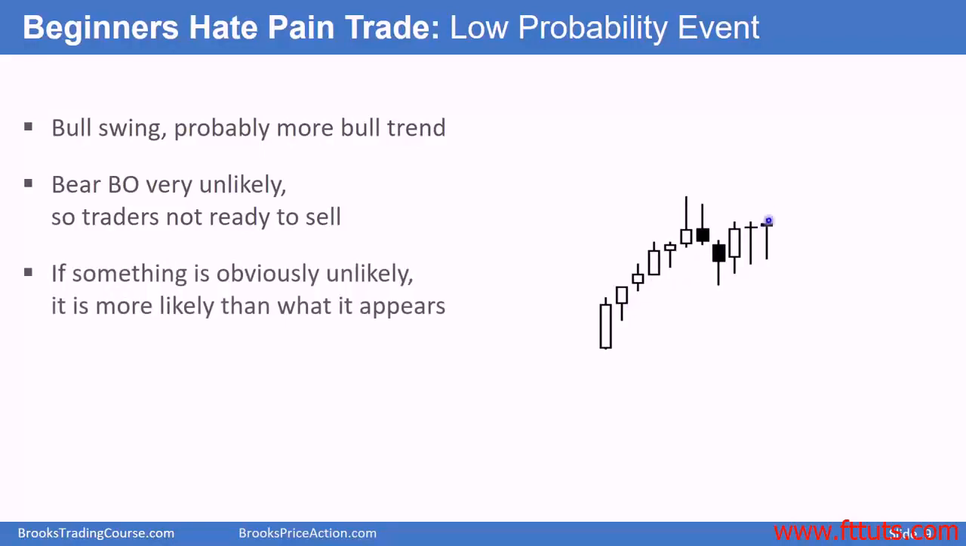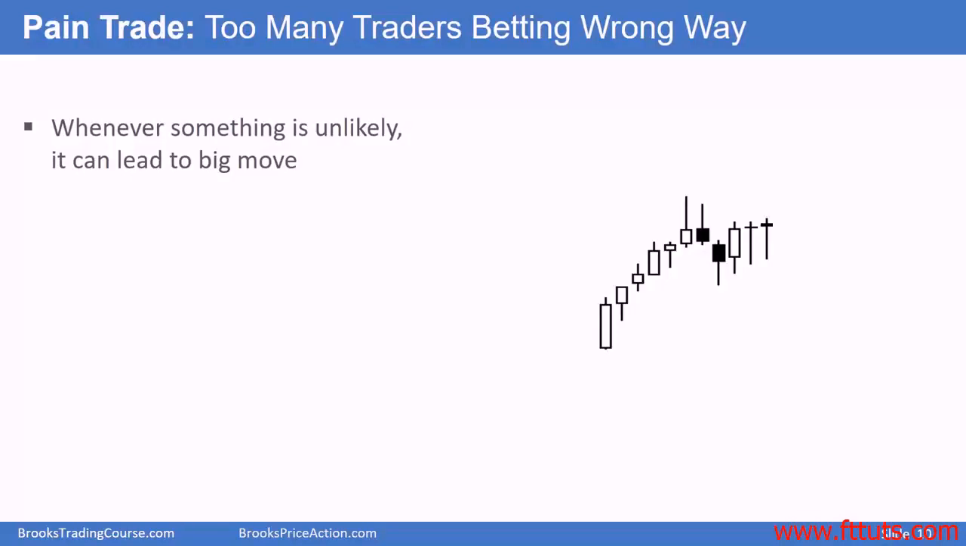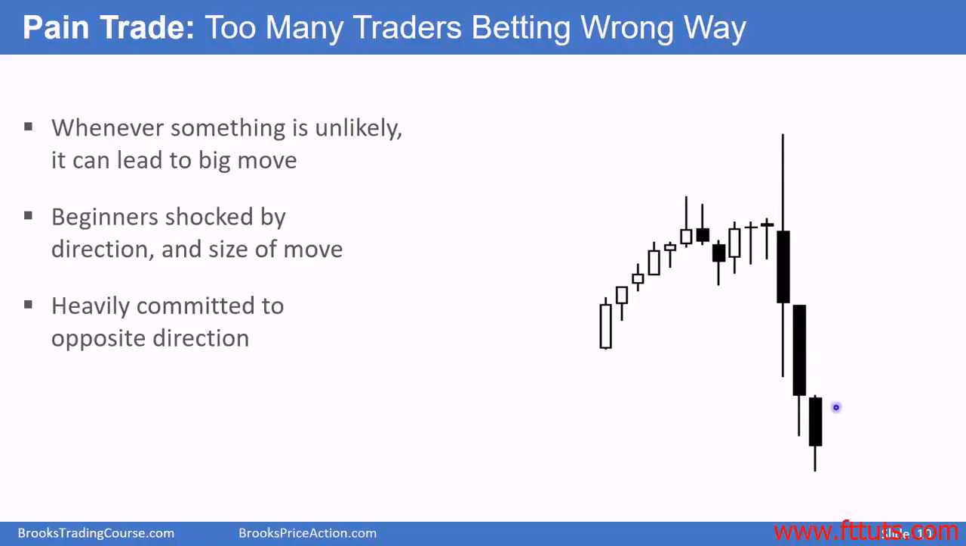So if something is obviously unlikely, like a bear reversal, it is more likely than what it appears to be. That's my general rule. When something is extremely obvious, like this is extremely obvious we're going up, then it's probably not as likely as it appears to be. Whenever something is very unlikely, traders assume it's not going to happen, and they're positioned to the opposite. Here, a bear reversal is unlikely, so traders are buying pullbacks, they're buying breakouts, and bears are not willing to sell. But then something happens like this, and beginners are shocked.